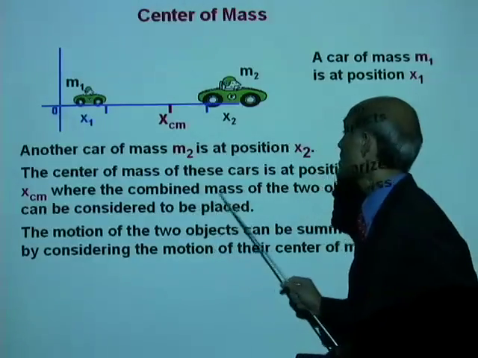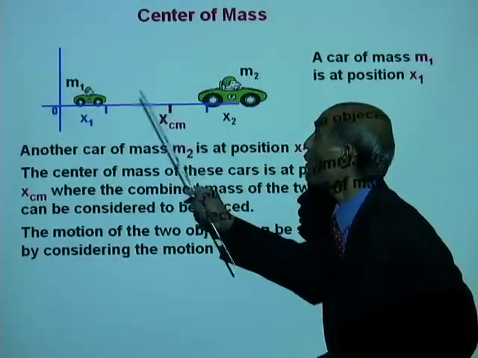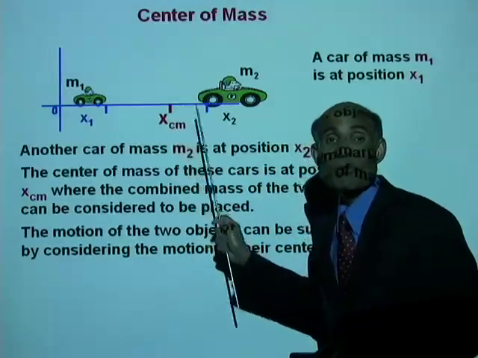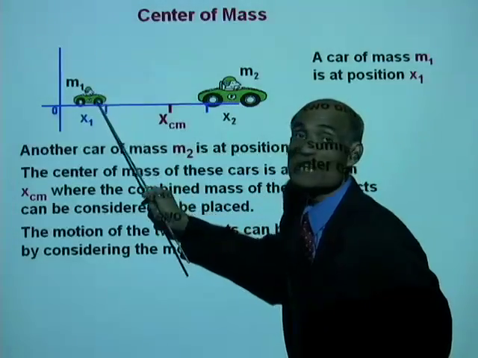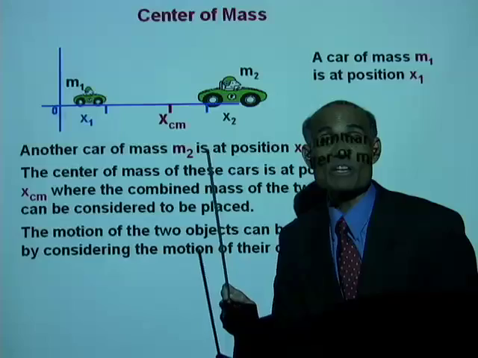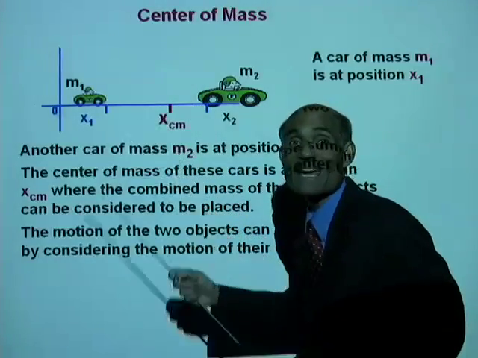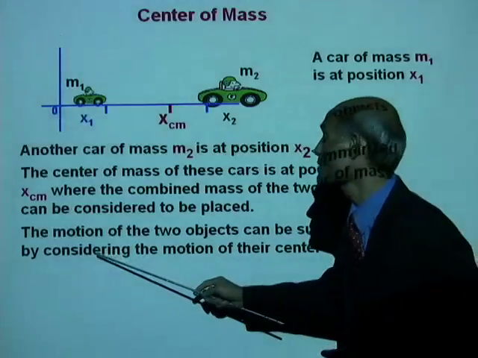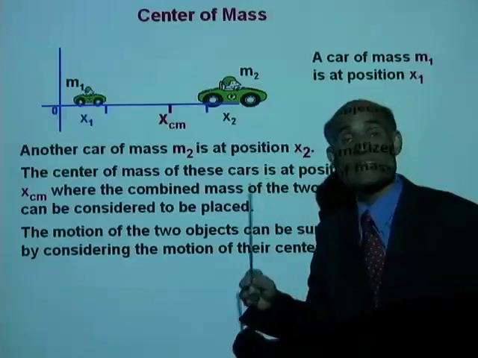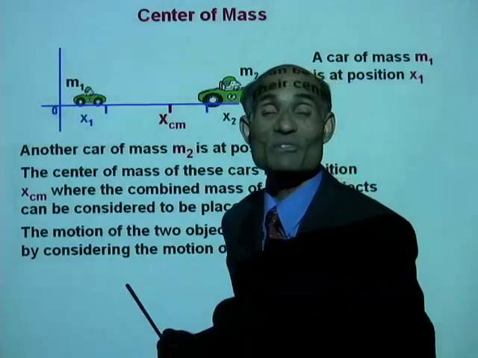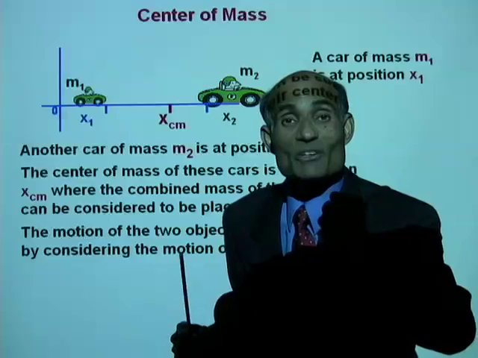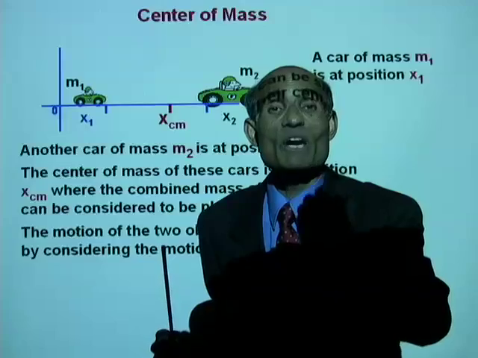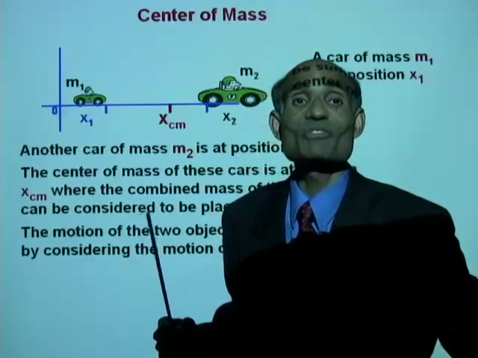Now, the combined mass of these cars can be assumed to be placed at that point. That means the motion of these two cars can now be studied as the motion of their center of mass. The motion of two objects can be summarized by considering the motion of their center of mass. The motion of the center of mass can be approximated to be the motion of a point particle. Then we can apply the equations of motion and the laws of motion we discussed so far.